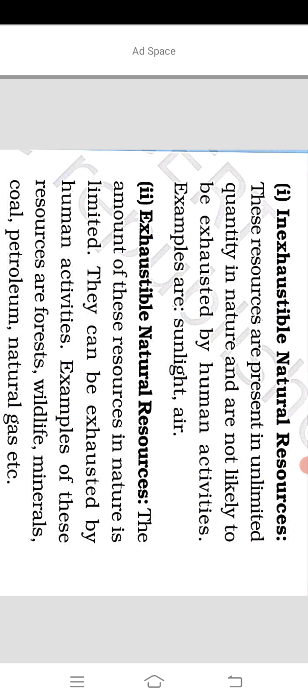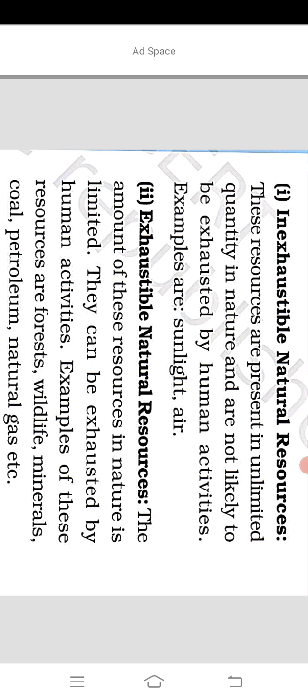Okay, now I am going to discuss about natural resources. Natural resources are of two types: inexhaustible natural resources and exhaustible natural resources. Inexhaustible natural resources. These resources are present in unlimited quantity in nature and are not likely to be exhausted by human activities. For example, sunlight, air, water, all are inexhaustible natural resources.